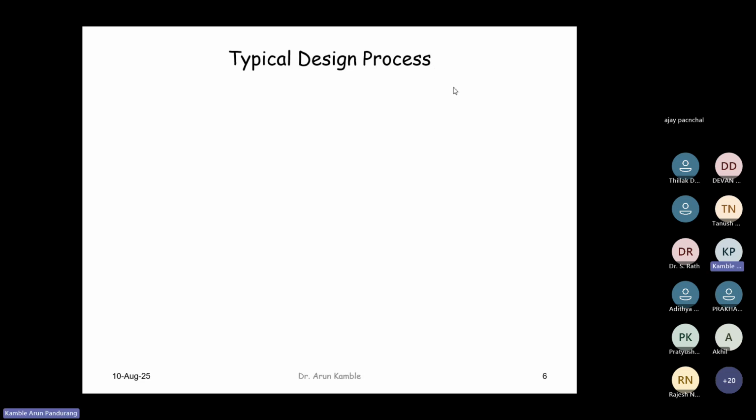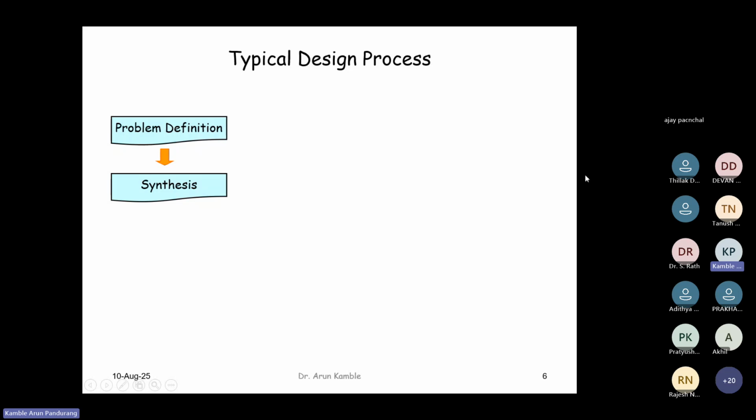So generally, this is the typical design process that we follow in industries. First, we define the problem, and then we synthesize. Synthesis is the act of combining elements to form something new. So this is synthesis. And then the third one is modeling and formulation.